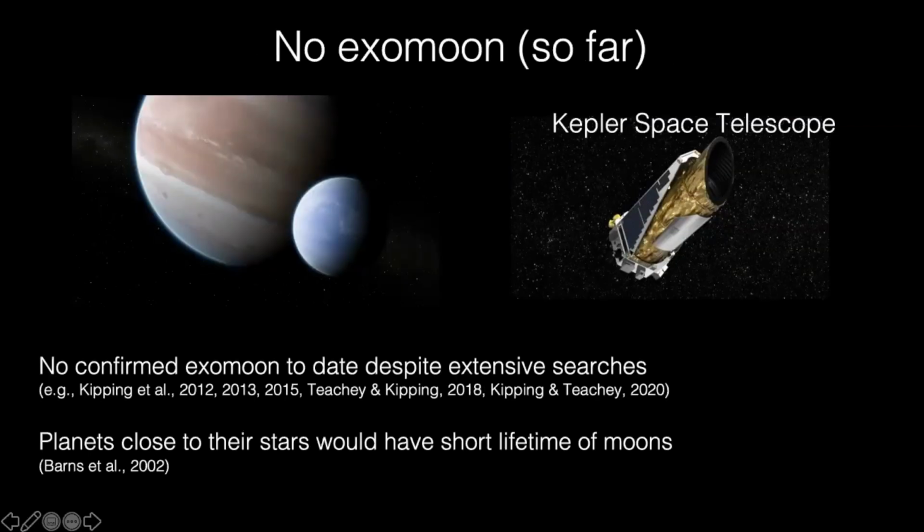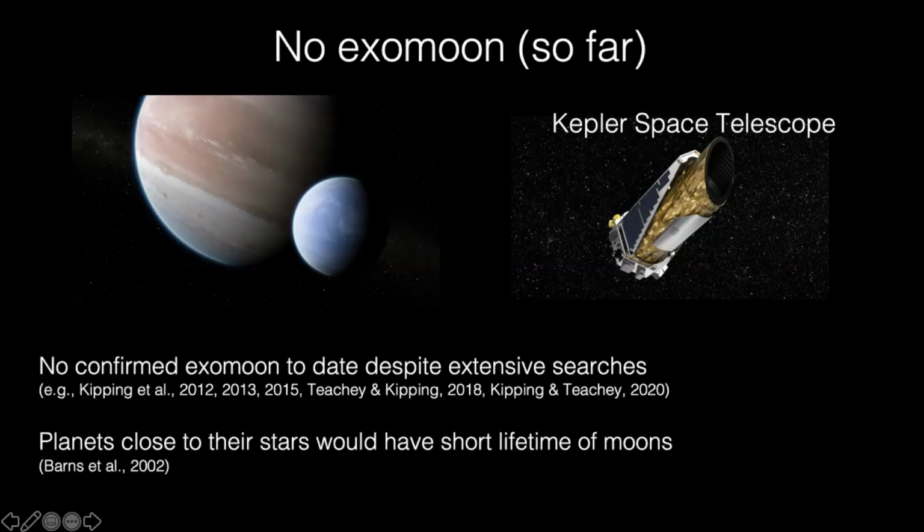I'd like to discuss exomoons. Exomoons are moons around the planets in extrasolar systems. Despite extensive searches, there is no confirmed exomoon to date. This is quite surprising because planetary impacts are very common during the planetary accretion phase. Therefore, you'd expect that exomoons should be everywhere. So this could potentially be explained by observational bias.